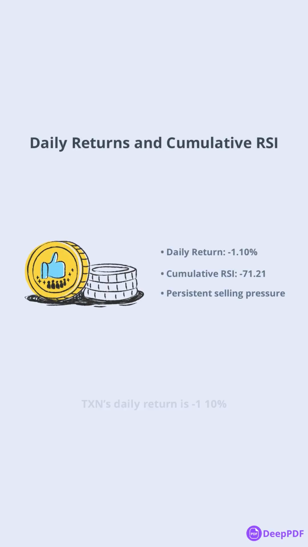TXN's daily return is minus 1.1%, reflecting a recent decline. The cumulative RSI is minus 71.21, which is a significant negative value and suggests persistent selling pressure over the period. These readings reinforce the overall bearish sentiment, but also hint at a possible oversold condition if the trend continues.